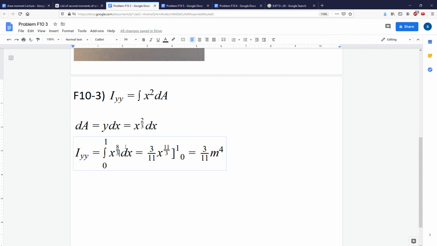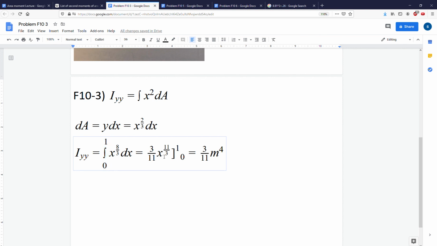Now, it may look ugly, but this is still a polynomial, so we can still use the polynomial rule. We add 1 to this power, and keep in mind, because it's x to the 8/3 power, adding 1 is essentially adding 3/3, and it becomes x to the 11/3 power. And then divide by 11/3, which is the same thing as multiply by 3/11. Next, include the bounds from 0 to 1.